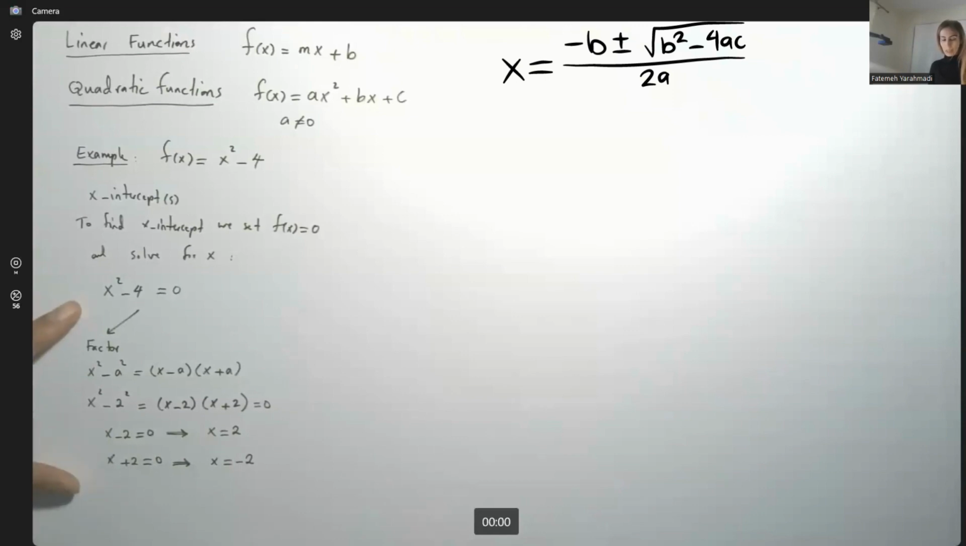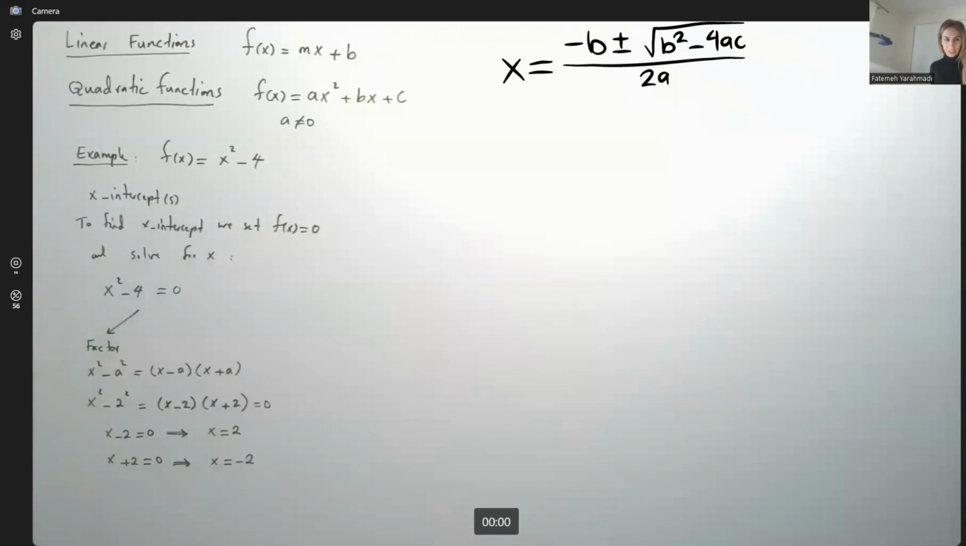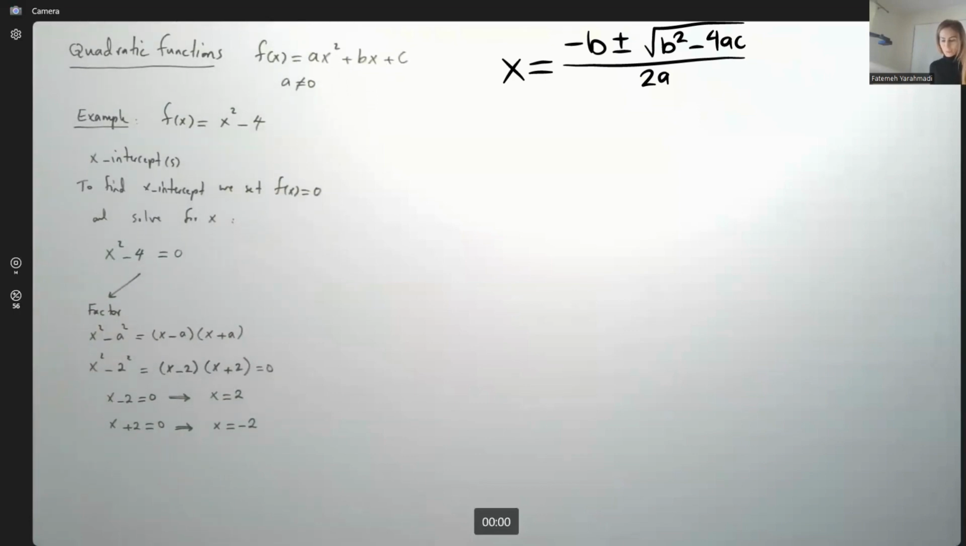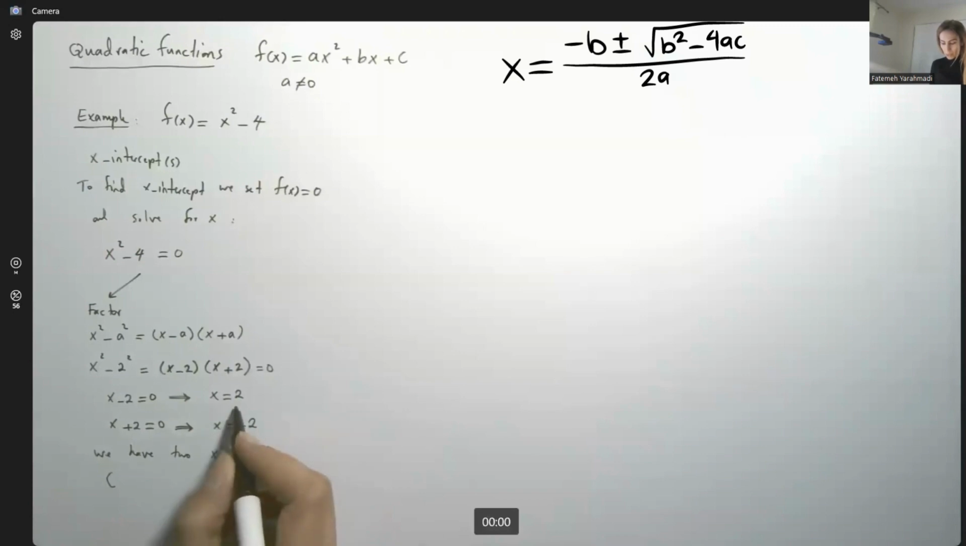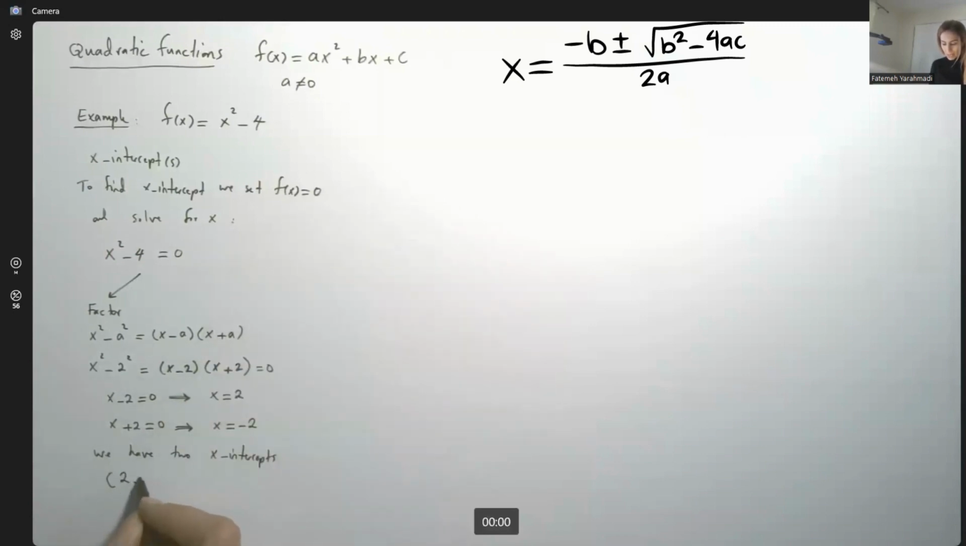So what does it tell me? It tells me this graph has two x-intercepts. One of them is (2, 0), remember? The other one is (-2, 0). We can graph this and easily visualize it. We can verify that. Let's take a look at Desmos.